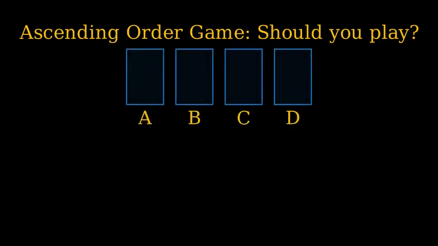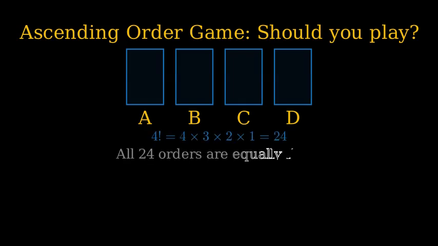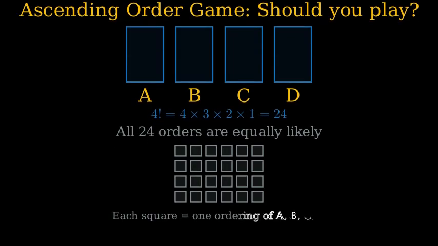Let's build an intuitive picture. Now, here is the key insight. Once 4 distinct cards are drawn, there are 4 factorial possible orders, and they are all equally likely. 4 factorial is 24. Only one of those orders is strictly increasing. So the probability of winning is 1 out of 24.